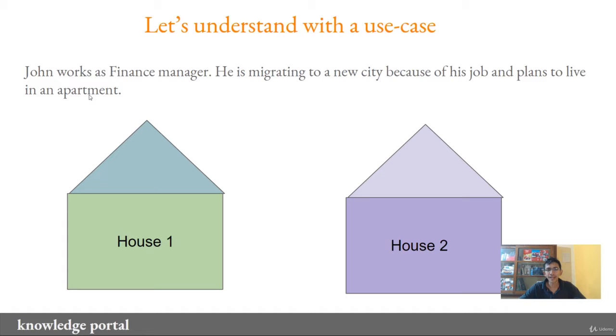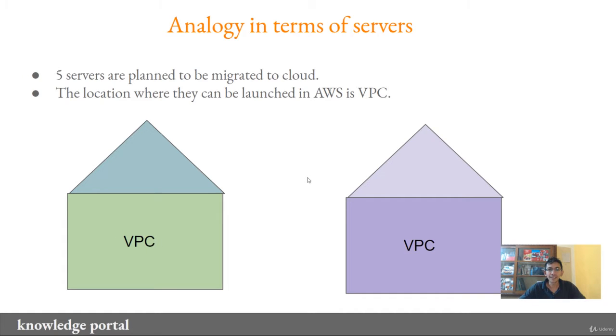Now he's migrating to a new city because of his job and plans to live in an apartment. So generally whenever you migrate to a new city, you have to find a new apartment. That is the first thing that you will generally do. So in the diagram as well, you'll see that there are multiple houses which John has to find and select. Now in a similar way, when we talk about the analogy of servers, let's say that you have 5 servers which are planned to be migrated to cloud.